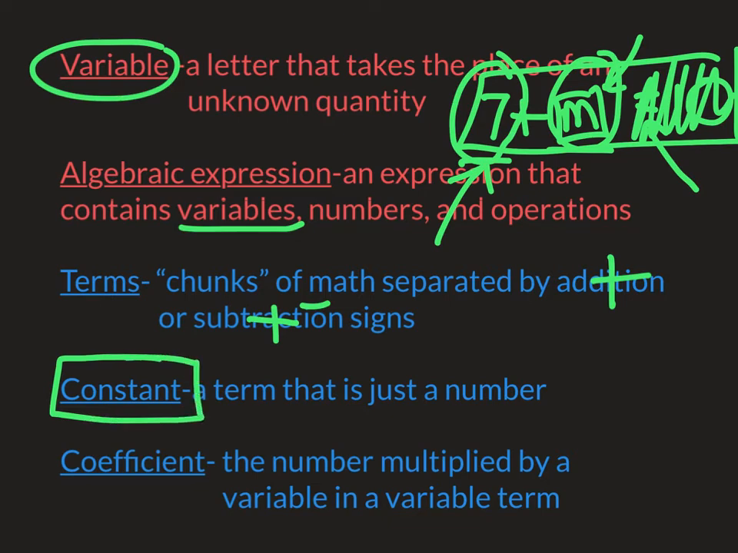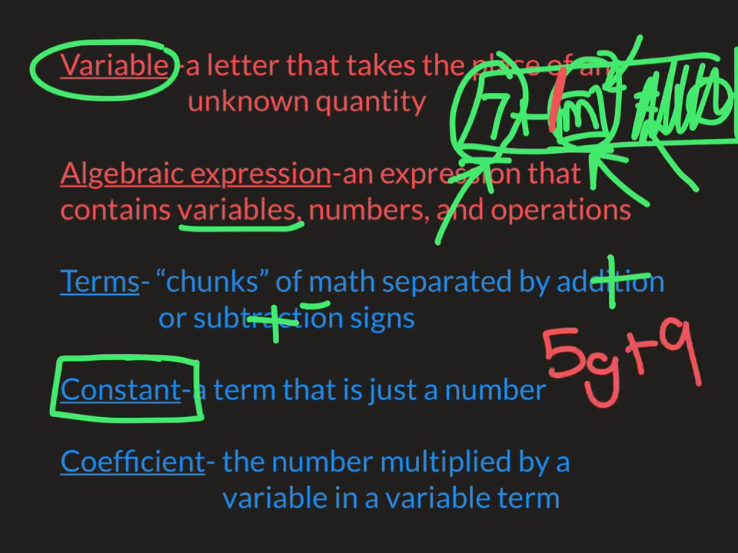One other thing: this, by the way, is called a variable term because it has a letter in it, and the coefficient is the number multiplied by a variable in a variable term. On that one, there's just 1m. There's an understood 1m, so if I wrote that understood 1 in, I could say there's 7 plus 1m. In that case, the coefficient would be 1. Let me write another one of those.